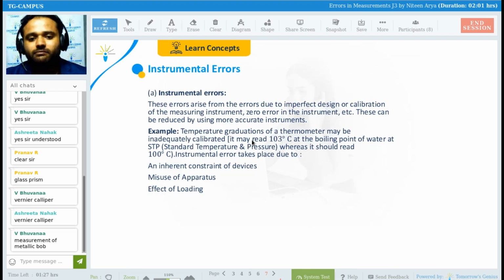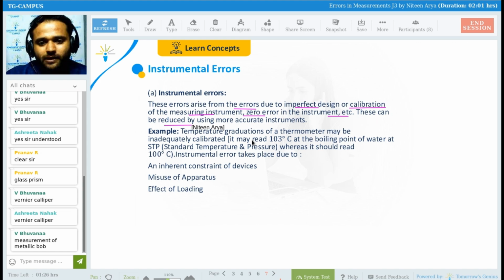Then instrumental error, going deeper, what is an instrumental error? Now I'm going to go a little bit hurriedly, because so many times I'm repeating this thing. So let's wrap up. Instrumental errors arise from imperfect design or calibration of the measuring instrument, such as zero error in the instrument. These can be reduced by using a more accurate instrument.